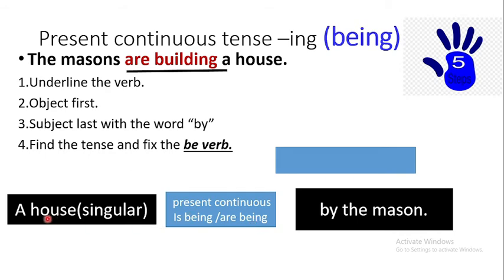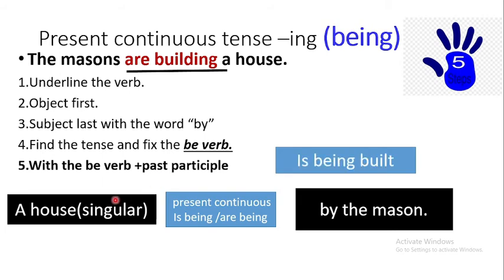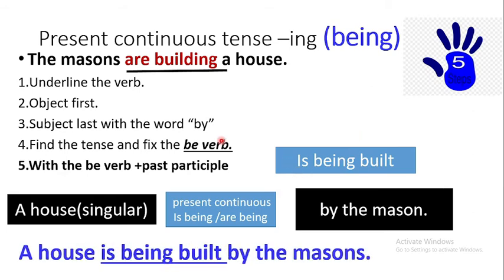Here our object is a house. Fifth one, with the be verb we have to use the past participle. So a house is being built. Is being built. A house, singular, is being. I told you, for continuous tense in passive voice, you must use being. Is being. As usual, past participle built. So is being built. Full sentence: A house is being built by the masons. Very simple.